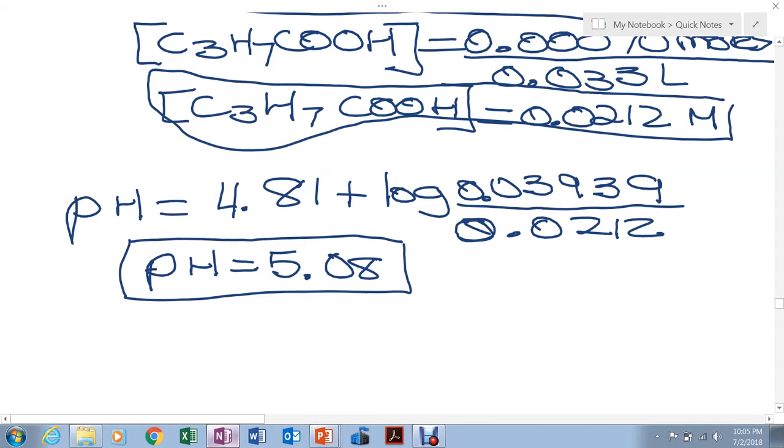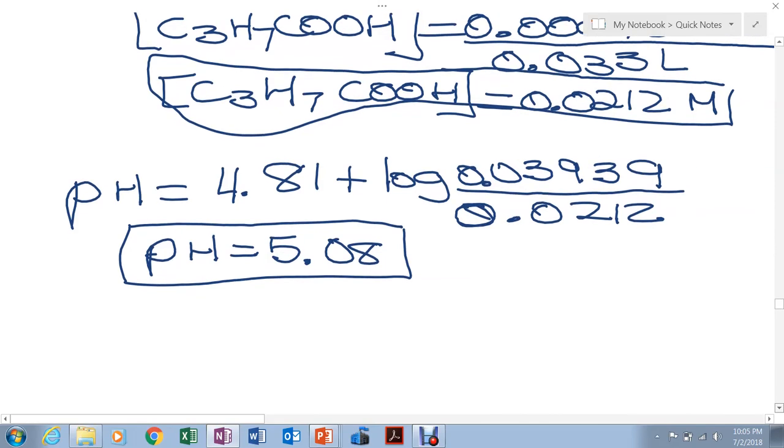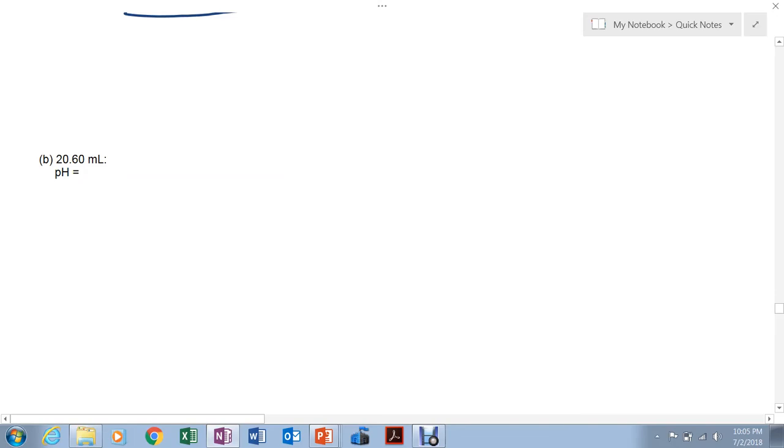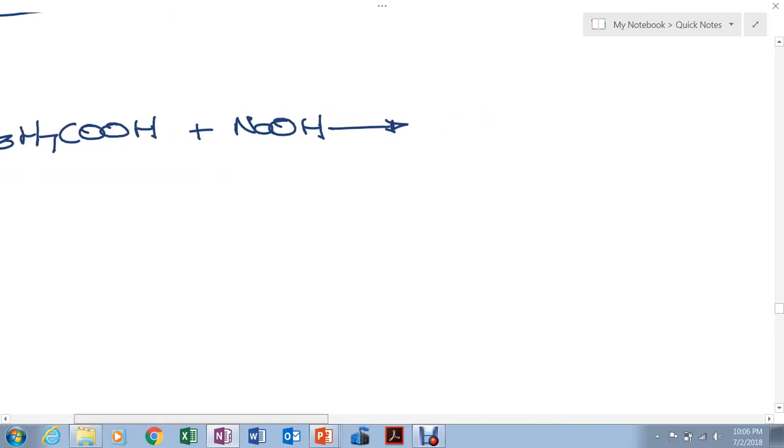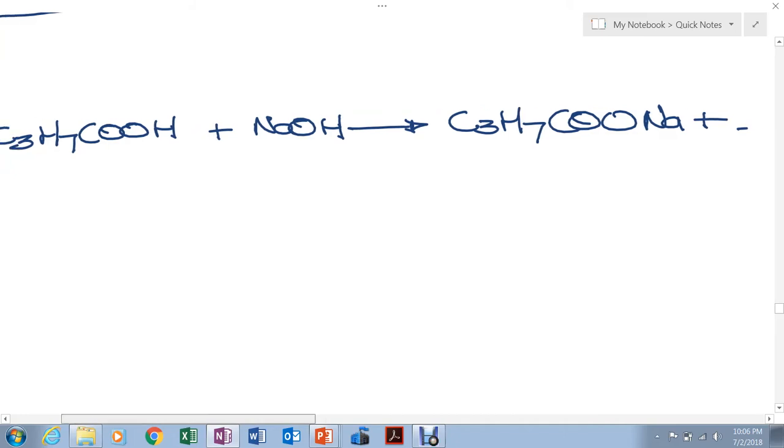It's 5.08, a little bit higher than the pKa, than the midpoint. Okay, let's go with the second volume, and it's 20.6. So if you have C3H7COOH plus NaOH, it gives me C3H7COONa. Now, I was thinking of just leaving that like that. You know the reaction already.